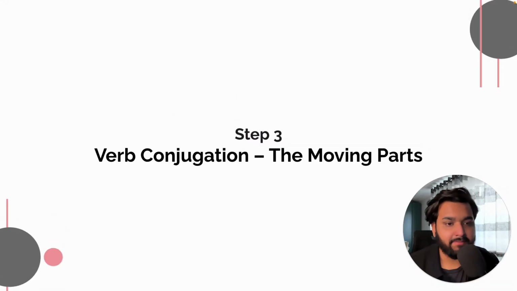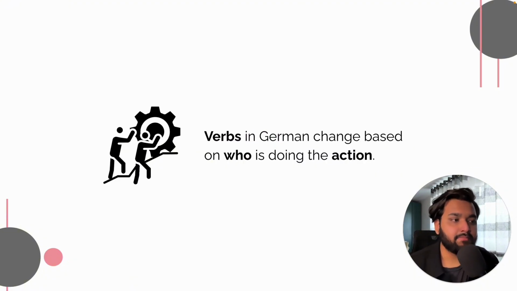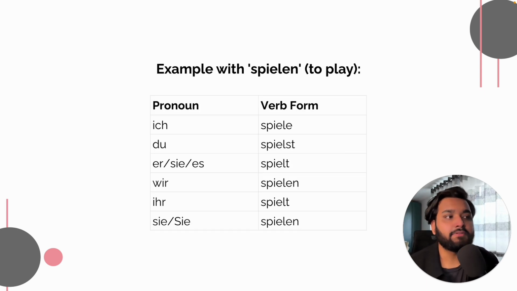Let's continue with step number 3, which is verb conjugation, the moving parts. Verbs in German change based on who is doing the action, okay? Let's see an example with spielen. So spielen basically means to play. Let's see, on the left side we have the pronouns, okay? Ich, du, er, sie, es, wir, ihr, sie, that basically means I, you, he, she, we, and on the right side we have the verb, okay? So here's the conjugation.